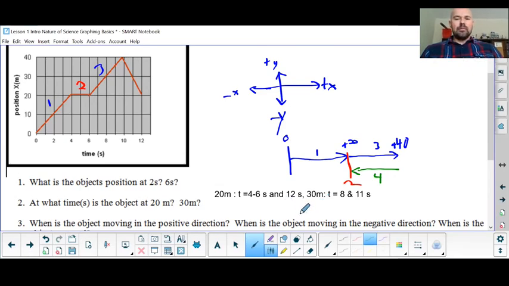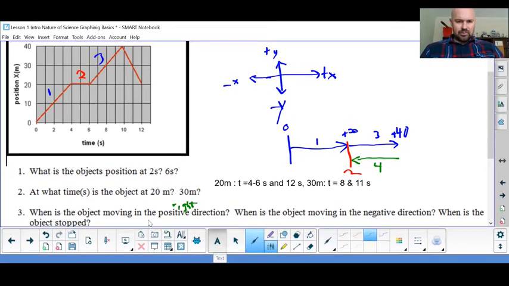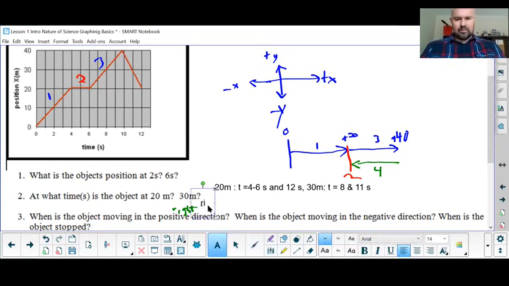So anywhere that's moving to the right would be sections 1 and 3. So positive direction, moving to the right, would work. It looks like it's moving to the right from times equal to 0 to 4 seconds. That's the first time interval. And then from 6 to 10 seconds or so. Again, the graph's a little bit off, but don't worry about it too much. It should end up at a whole number. You don't have to worry about a fraction of a second or anything like that.